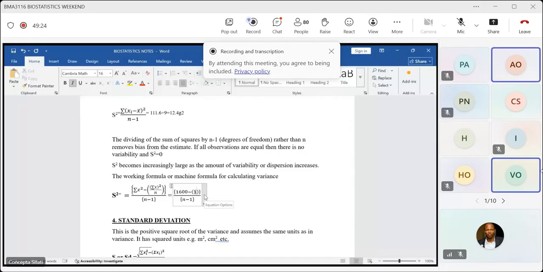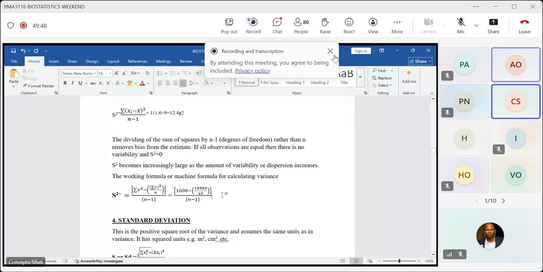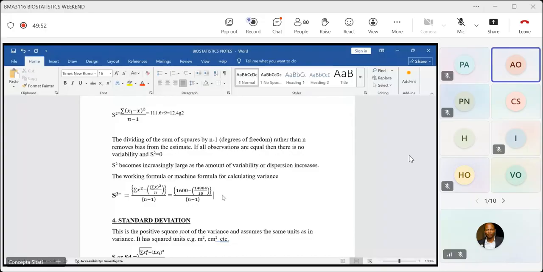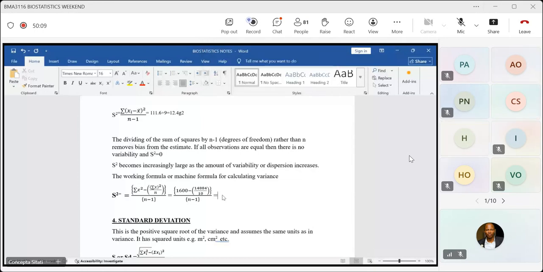1,488.4. Divided by 10, what do we get? 1,488.4. Then 1,488.4 from 1,600, we get 111.6.